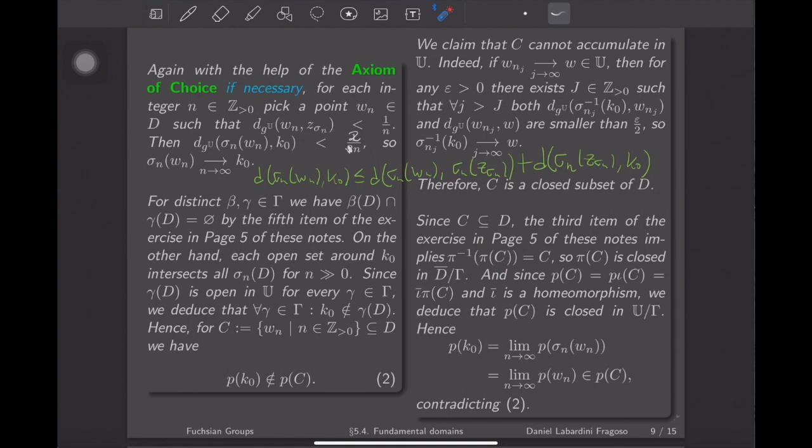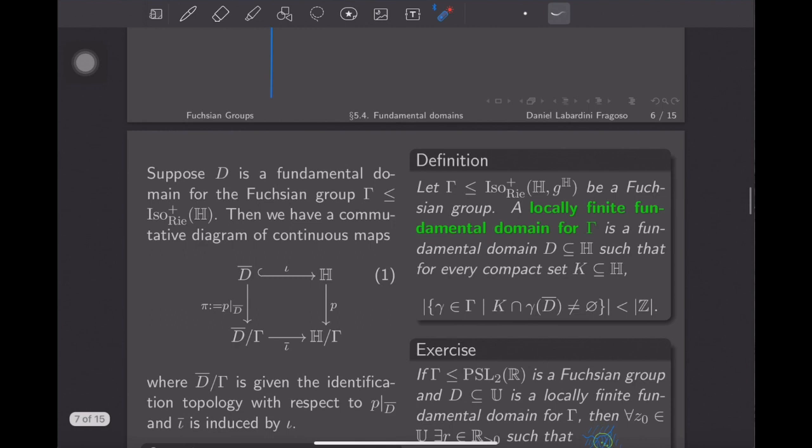right? But so you see here, I'm giving it the identification topology. So the closed sets are precisely those whose inverse image under pi is closed. But this one is closed. So pi of C is closed. So it's closed here. So C is contained in D, and in particular in D bar. Then I have pi of C here, which I just argued is closed in here.